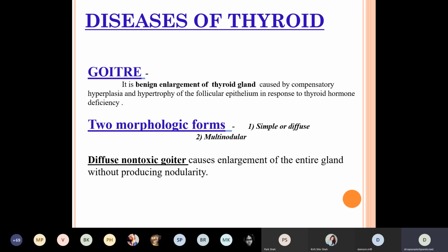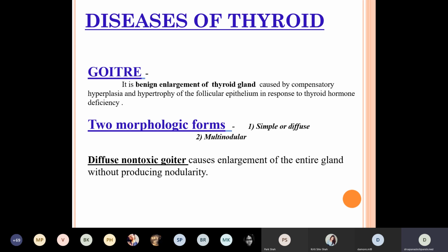So what is goiter? It is benign. Now you should know, I have taken the exam and seen your theory papers. In theory papers all have written the same answers, but in practical, I have seen that the basic concepts should be clear. So what is benign? Benign means there is no malignancy, no atypia is present. The gland is just increased in size, and the follicles are increased in size and number, but there is no malignancy.